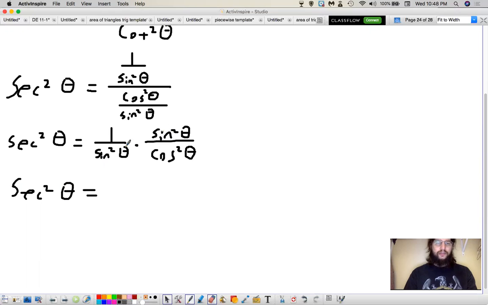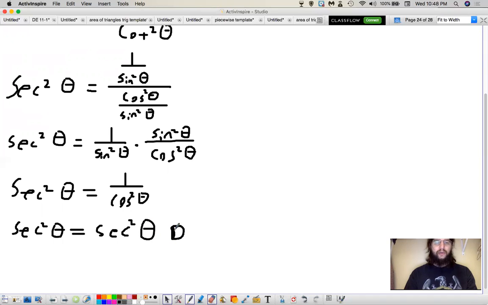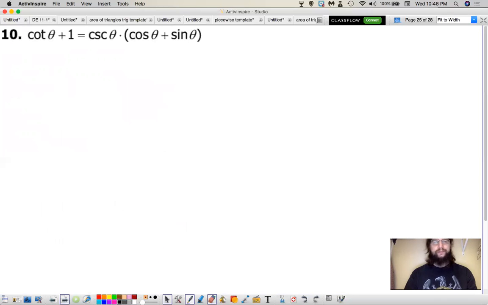Sine squareds do cancel, so it's going to be left with 1 over cosine squared theta. Sure enough, that's our basic reciprocal identity. Theta is equal to secant squared theta. You must have this last step or you're not right. And by not right, I mean you're wrong. You lose points. You must finish the proof. Yes, you must put this, or QED, whatever you choose, but put something to signify the end of your proof. Okay, I'm not right. Going on.